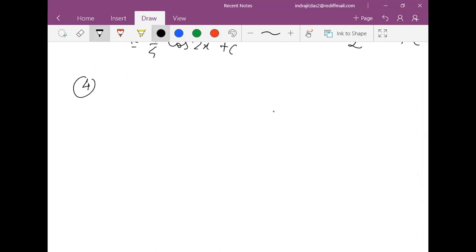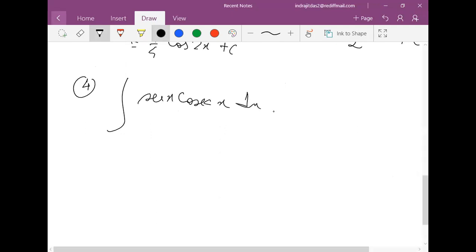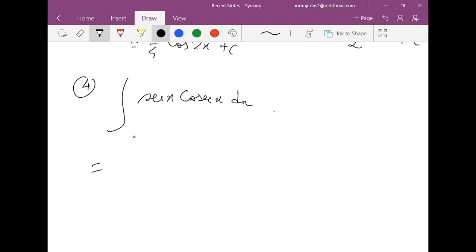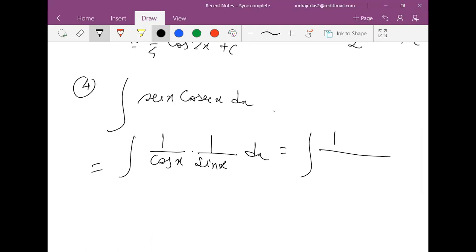Now the fourth question is sec x cosec x. We have sec x tan x as a formula, but we don't have any sec x cosec x. So how to integrate it? There are a lot of methods. What I do, we can write 1 by cos x is sec x, and the reciprocal of sin x is cosec x. So it is 1 by sin x cos x. Now, by trigonometric concept, this is 1 by cos x sin x.